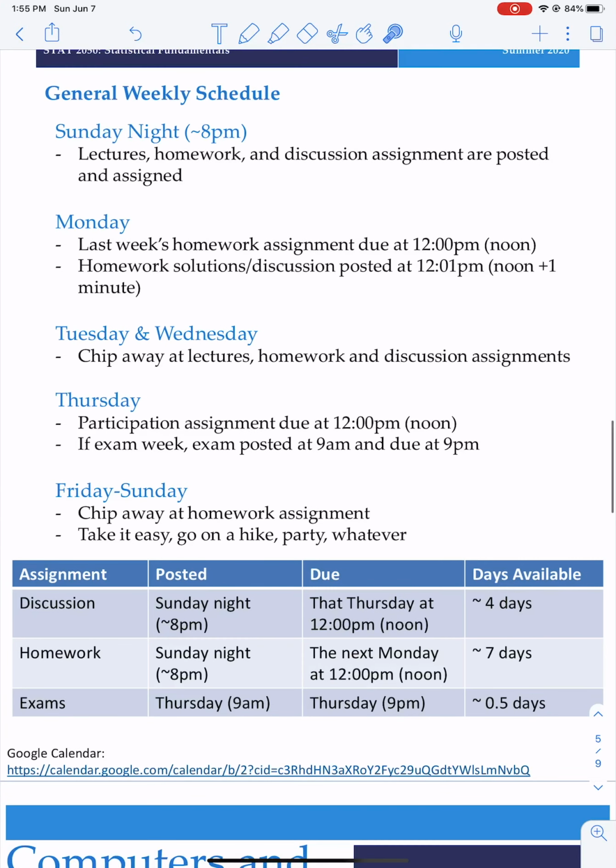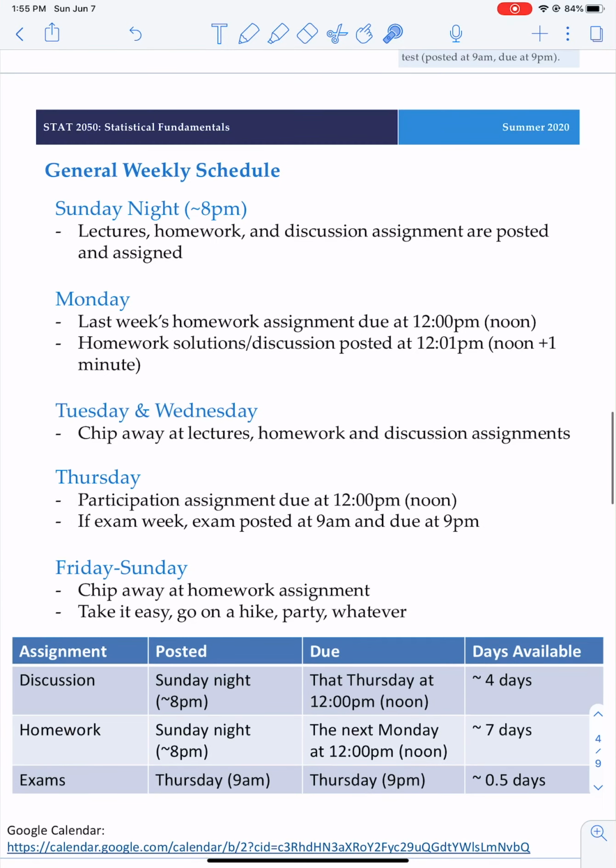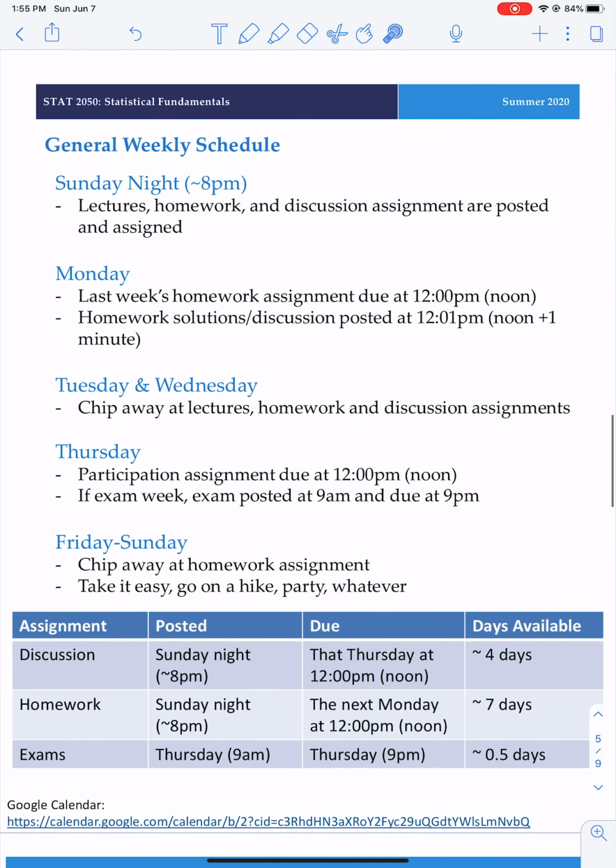And then I also made this Google Calendar, which you can click on that link and sign up for. I think you can subscribe and put it on your own calendar if you use Google Calendar. That stuff will have when homeworks are due, when the discussion stuff is due, etc. So that's all cool. That's all good. Hopefully this is nice and organized for you. If it's not and you still have questions, shoot me an email and we'll chat.